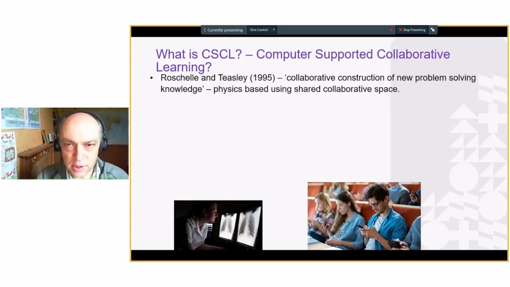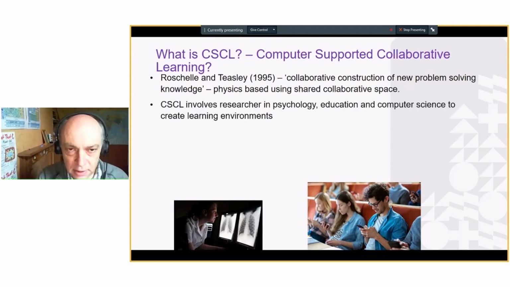So what is computer-supported collaborative learning? This is a terminology that's been used for the last sort of 20 years. It's basically using computers to encourage collaboration amongst students. The first talk of it was in 1995, and it involves lots of research in psychology, education, and computer science at a very high level to develop technologies that we actually use. Of course, I'm using it in a more practical way in my research.